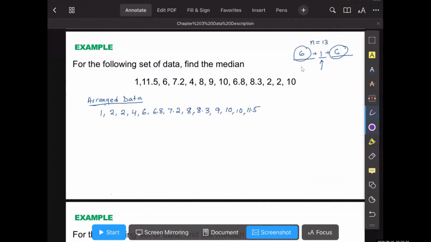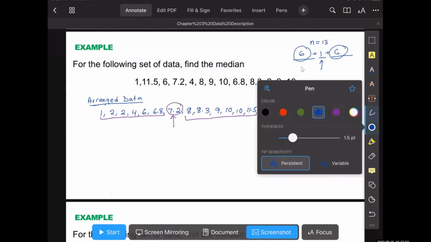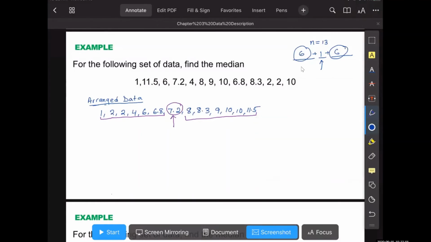Let's count that. 1, 2, 3, 4, 5, 6 on this side. 6 on the other side. What is here in the middle? Look at that. There is one number in the middle, right? So that number which is in the middle is the median. So median, which we write as MD, median is 7.2.